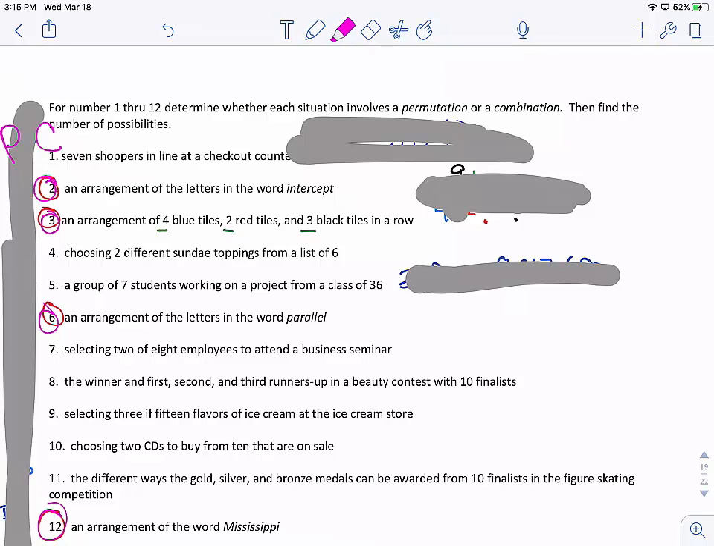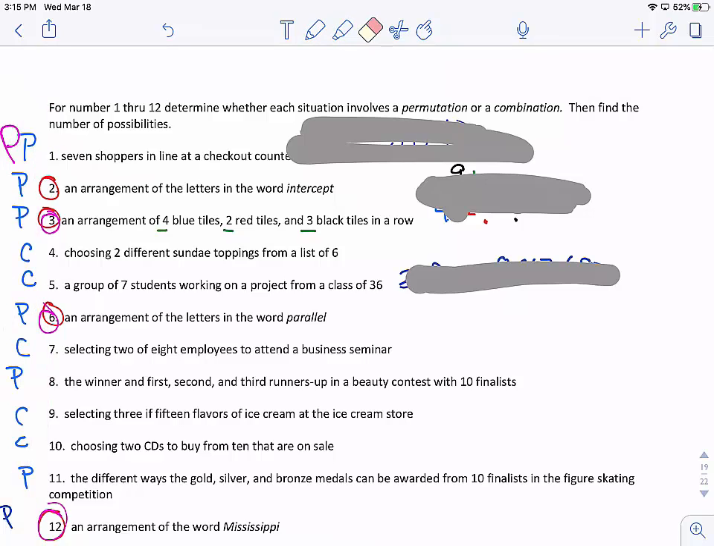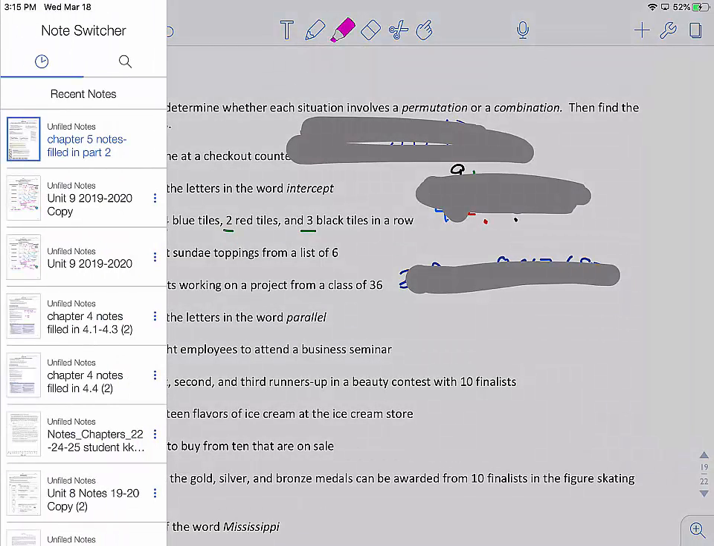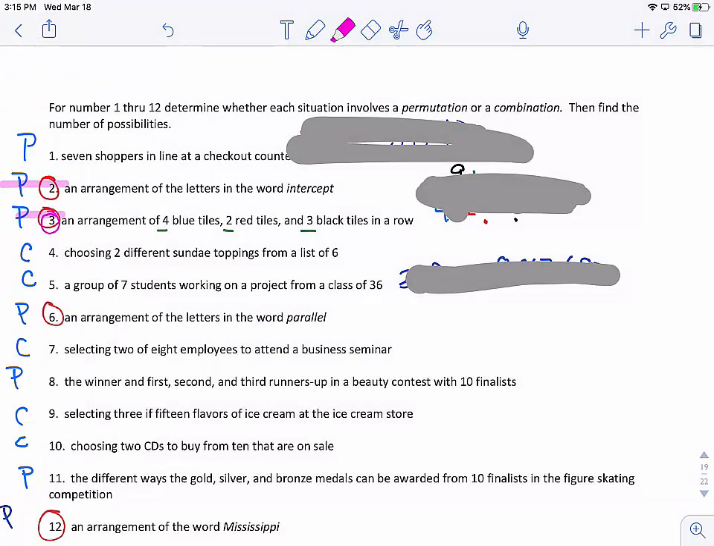Okay, now that you've checked, hopefully you would have gotten this. And my guess is you probably called these guys combinations, but they are permutations. They are just a special type of permutation. So I'll talk about those in a second.